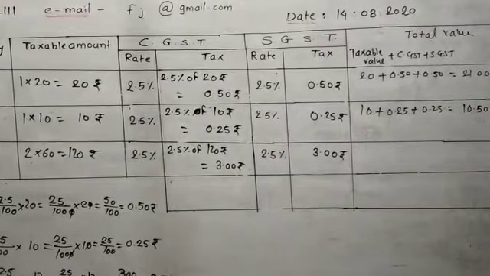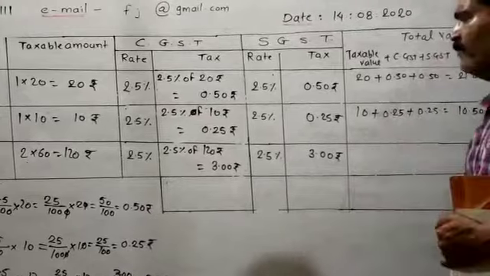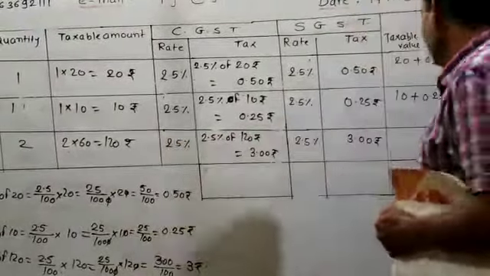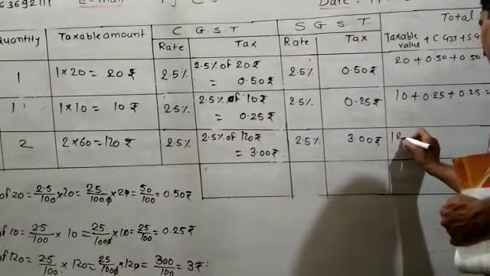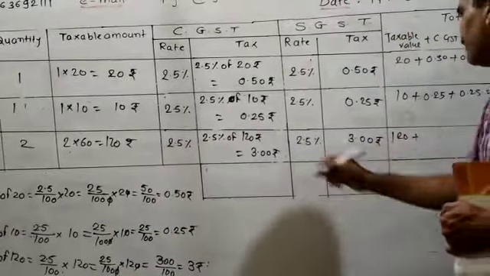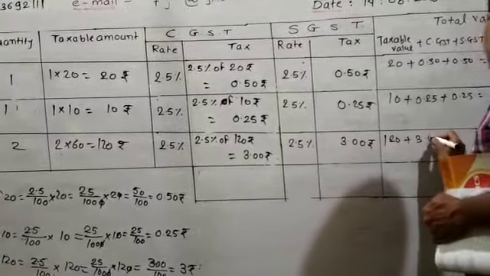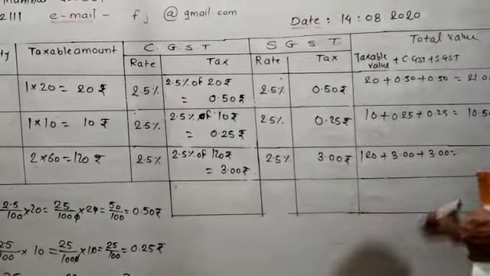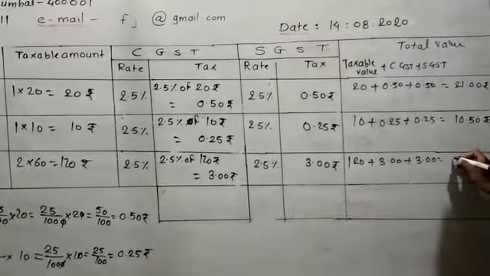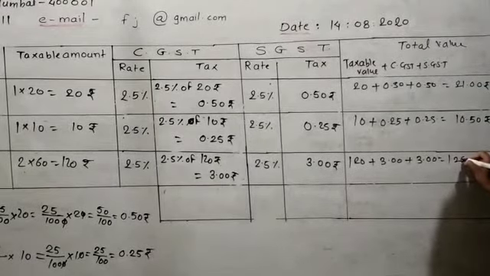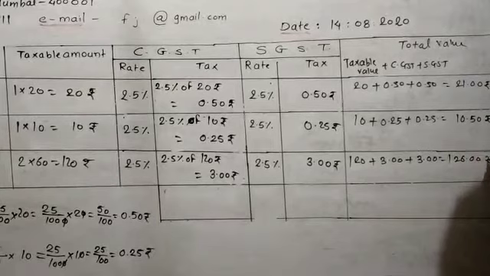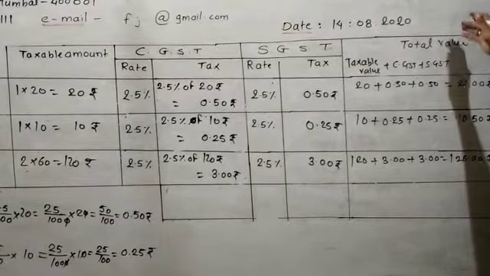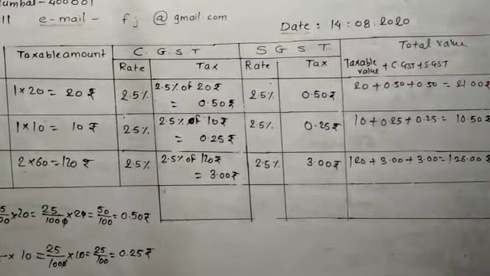Then you have to find out the total value of the ice cream. The taxable value of the ice cream is 120 rupees. Plus you have to add the CGST, which is 3.00 rupees, plus HGST 3.00 rupees, which will come to 126.00 rupees. Then if you want to find out the total value, what do you have to do?